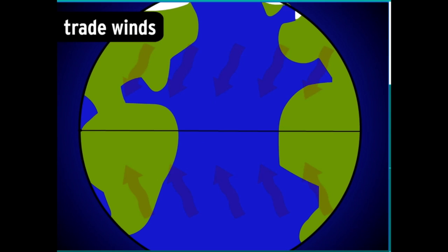Trade winds are mild, constant winds that blow towards the equator from the northeast or southeast. Where the trade winds meet, there's a calm area called the doldrums, where there's hardly any wind at all.